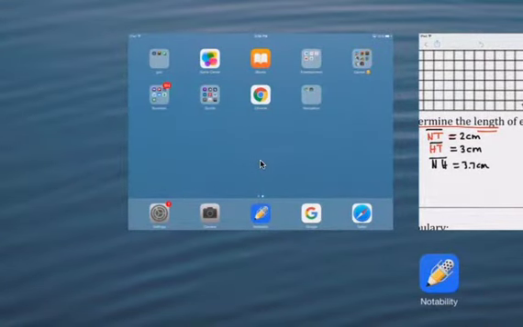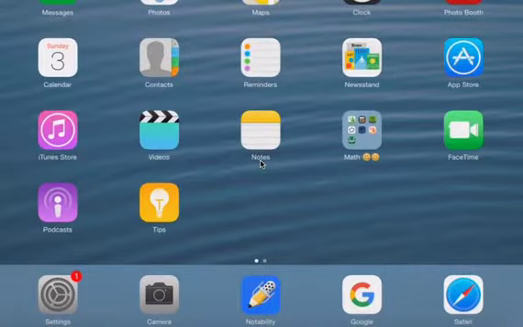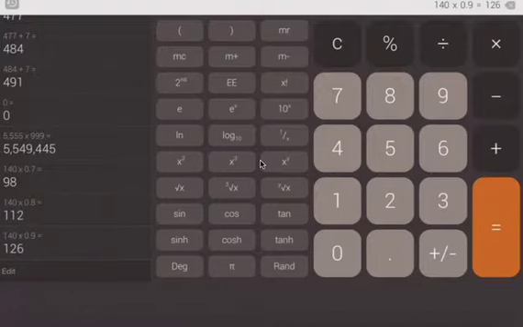Where's my calculator? This is my husband and their sport business. Golf, navigation, game. Honey, where's my calculator and all this? Here it is. What? Clear. Cancel.